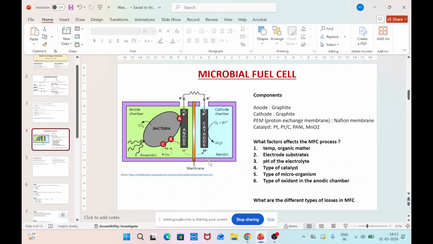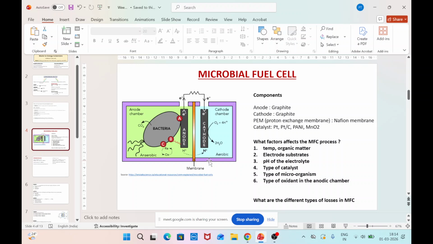So if you talk about the MFC process, you can see a big list: temperature, organic matter, and what type of organic matter you use. Is it very complex organic matter that becomes difficult for the microbes to digest, or is it in the form of simple sugars, and at what temperature do you do this process. Electrode substrate that you use, whether it is graphite or any other kind of electrode. The conductivity of the electrode becomes an important factor while transporting the electron from anode to cathode. If the conductivity is low, electron transfer is hampered, which reduces the energy generation from the fuel cell.